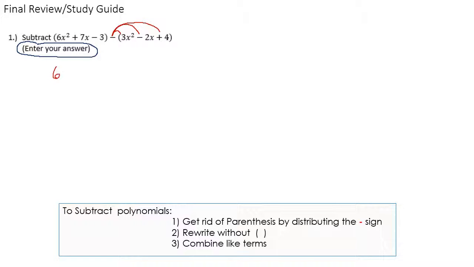So it's going to be 6x squared plus 7x minus 3. That all stays the same. Then when we distribute the negative to the second polynomial, that becomes negative 3x squared. When we distribute it to the second term, a negative times a negative becomes positive 2x, and then negative times a positive becomes negative 4.